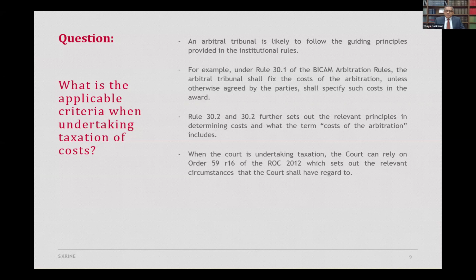Yes, thank you very much, Loshini, for that excellent introduction to Section 44, the interplay between the courts and the arbitral tribunal, and the decisions in SDA architects and SQA builders, as well as identifying the applicable rules under BICAM's arbitration rules. Thank you for that.